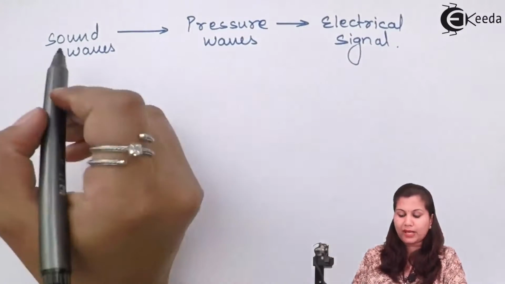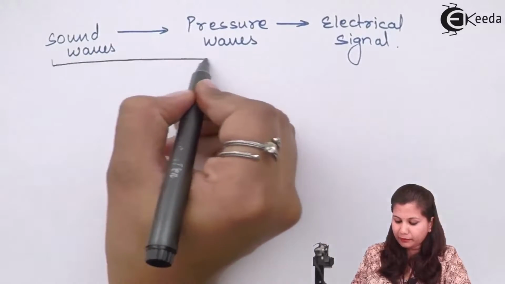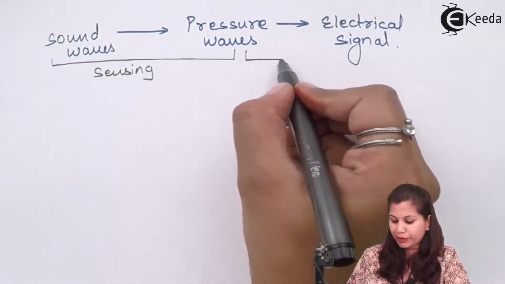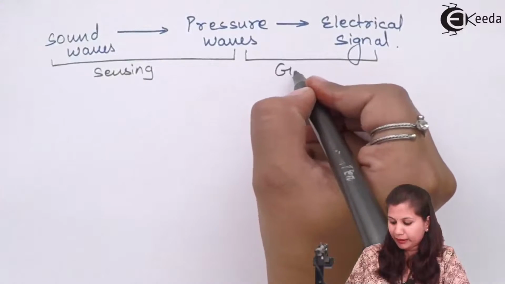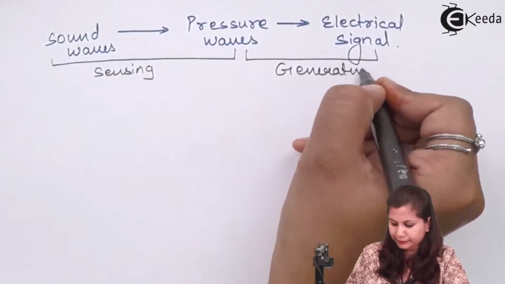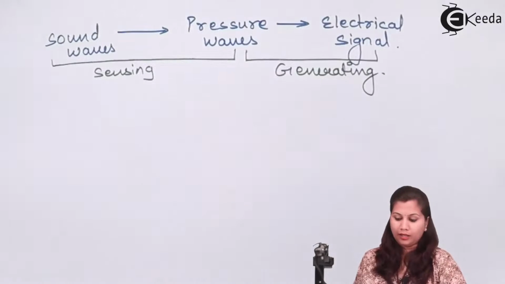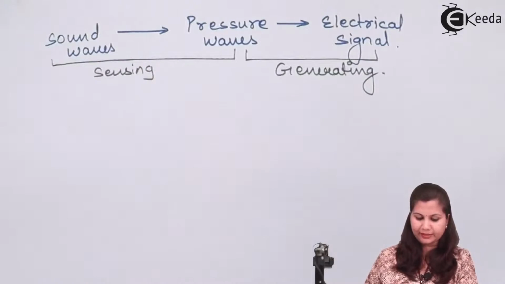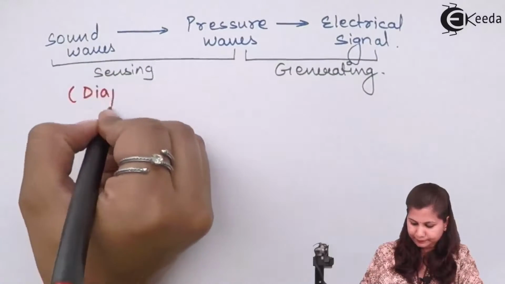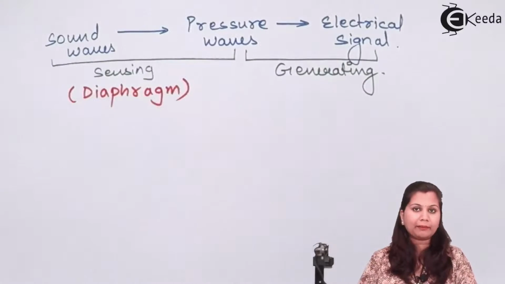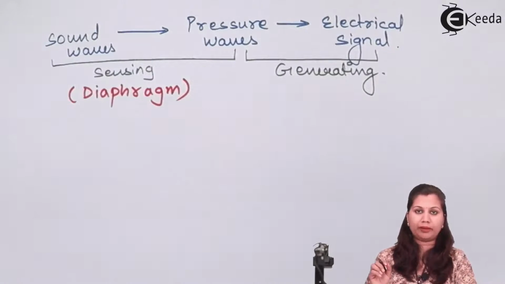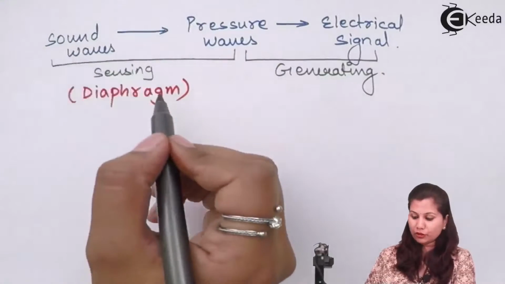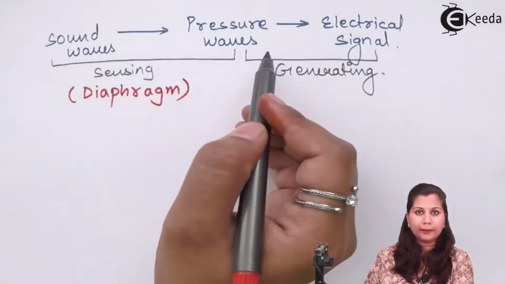First, the sound waves are converted into pressure waves, and then pressure waves are converted into an electrical signal. This conversion of sound waves into the pressure waves is done by the sensing element, and the conversion of pressure waves into electrical signal is done by the generating element. Now in most of these microphones, the sensing element is the diaphragm. Diaphragm is the primary sensing element which measures the pressure. So diaphragm is the sensing element which is going to convert the sound waves into the pressure waves.